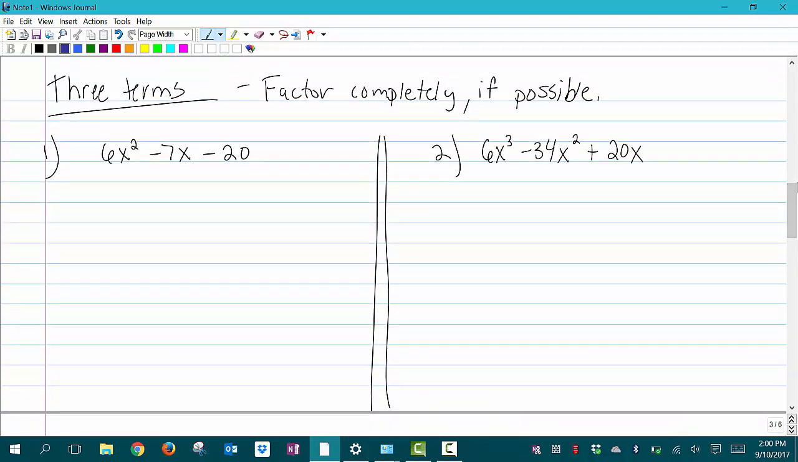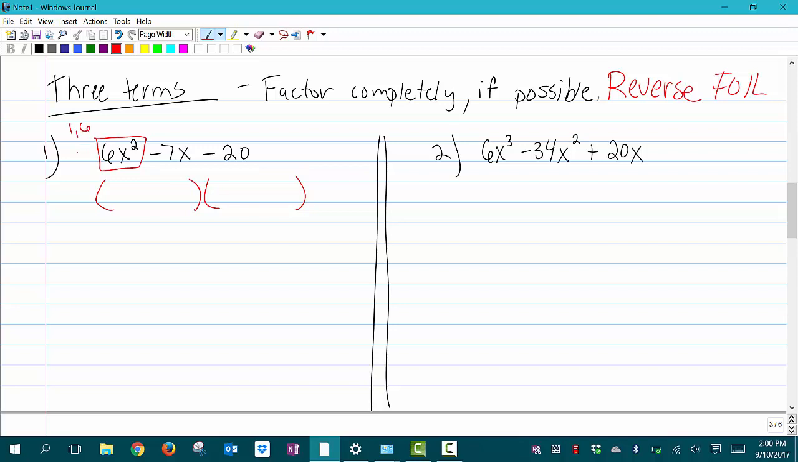If we have three terms and we want to factor completely, then we will use what we call reverse FOIL. So we will do foiling in reverse. 6x squared minus 7x minus 20. If I would like to factor this, I'm going to start with the two binomials, and I will start with what times what would give me the first term.